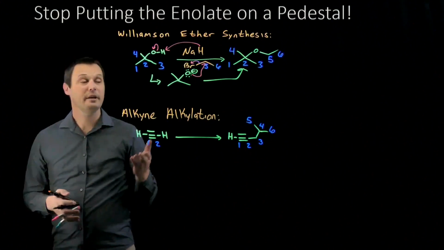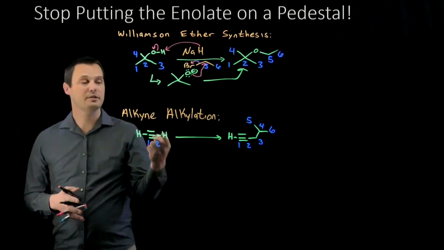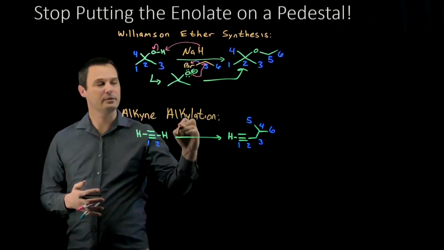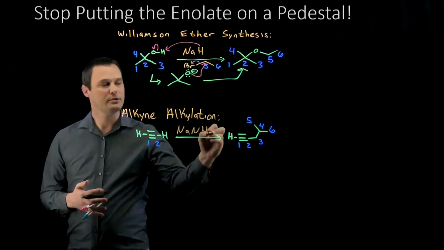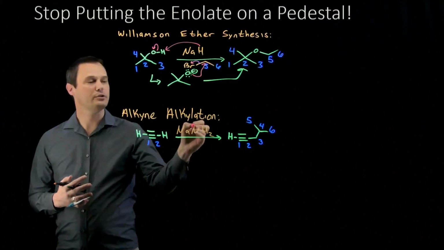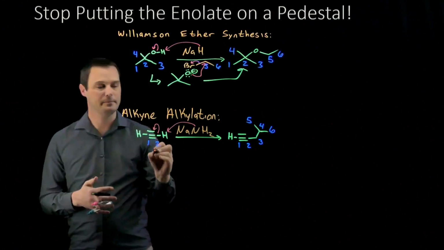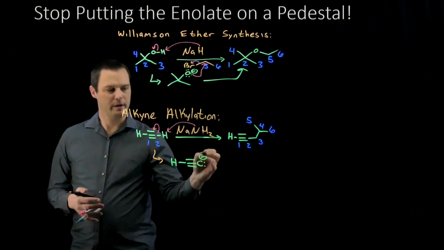Similarly, in an alkyne alkylation reaction, we start with some kind of alkyne and we make a longer alkyne. How do we do this? We add some kind of base. The traditional base is NaNH2, sodium amide. That nitrogen on sodium amide deprotonates the alkyne to form an alkyne anion, an intermediate with a lone pair and negative charge on carbon.